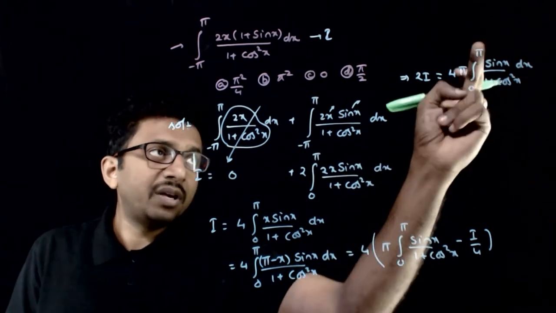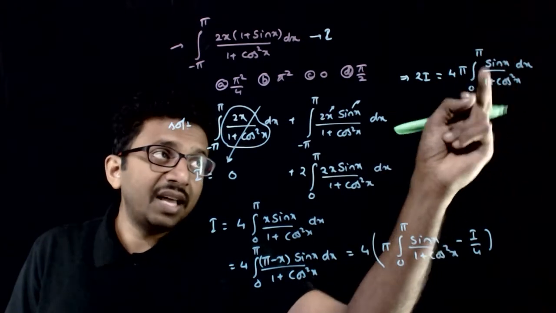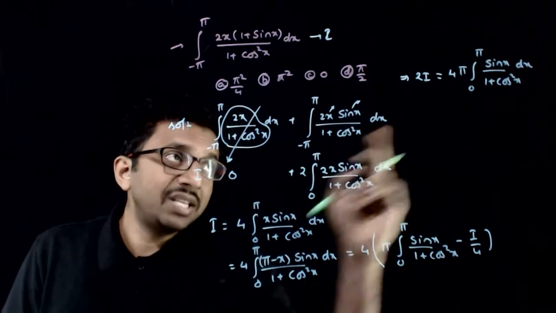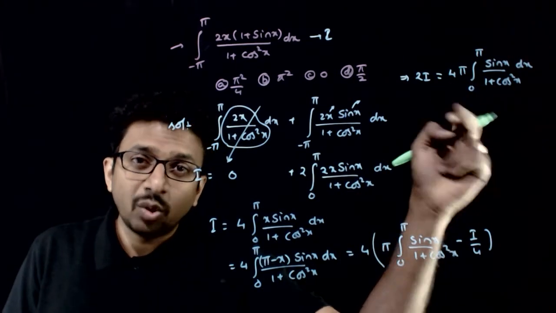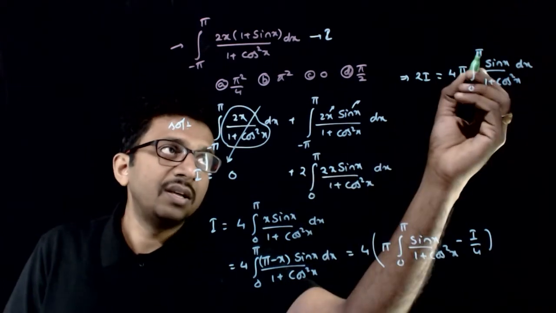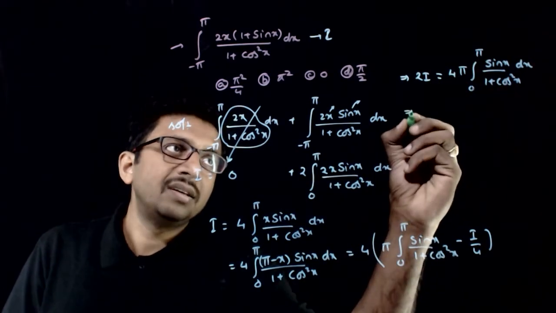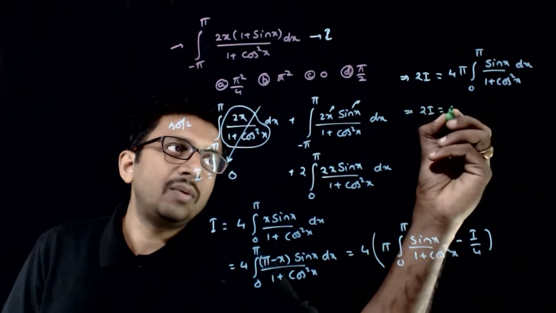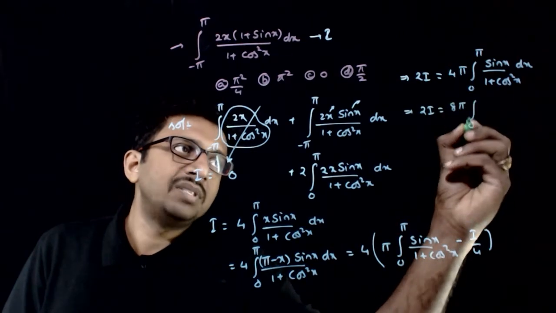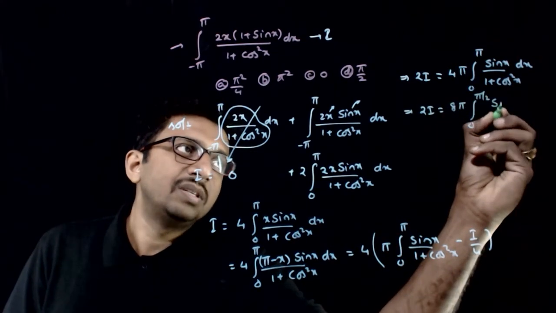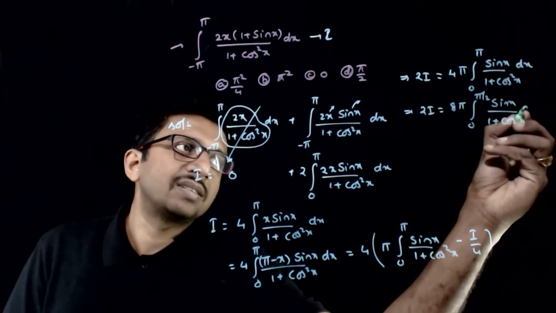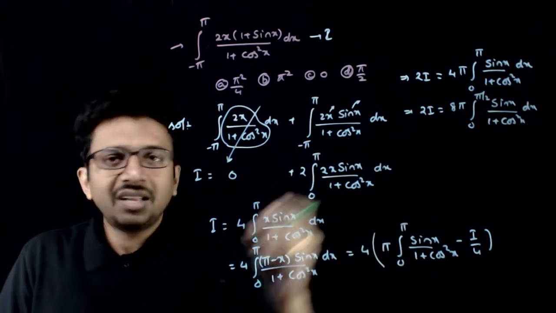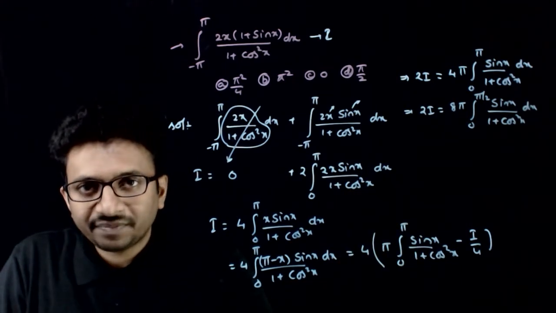If you put pi minus x in the place of x, again the function is not changing this time, because sin of pi minus x is sin x, and 1 plus cos of pi minus x whole square is same as 1 plus cos square x. So I can take 2 common again. This implies 2I is equal to 8 pi times integral 0 to pi by 2 of sin x by 1 plus cos square x dx. This integral can be solved very easily.